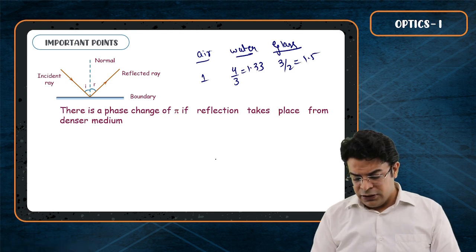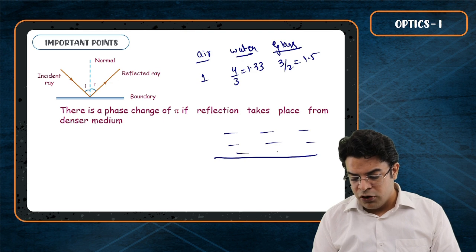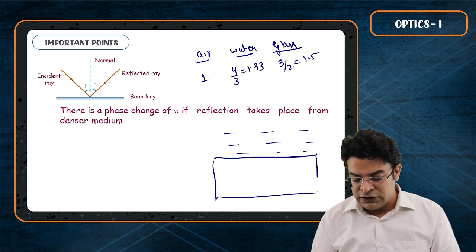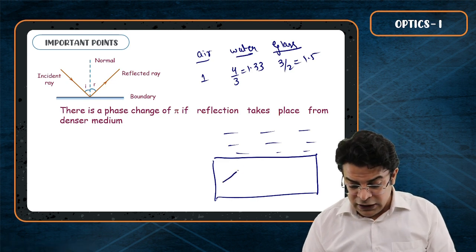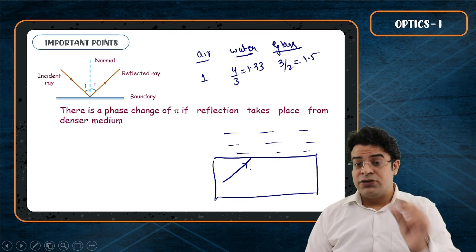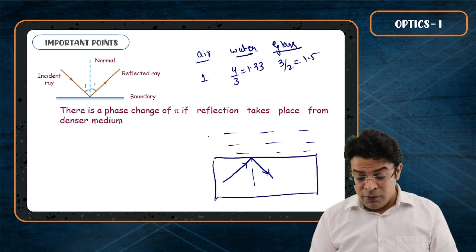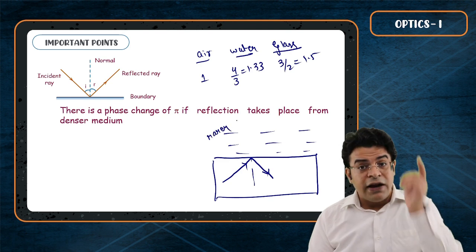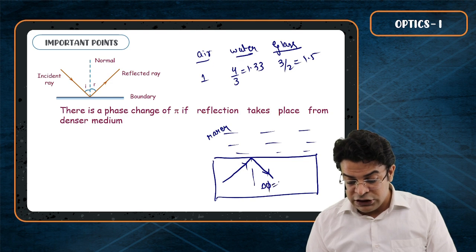Now let's say you have this case where you have water on the top and under it you have a glass slab. If a ray of light is moving in glass, which is the optically denser medium, and this ray gets reflected, then this ray is getting reflected from a rarer medium. Water is the one reflecting it. So it undergoes no phase change. So the phase change is 0.